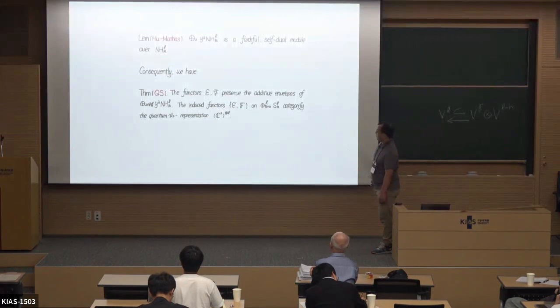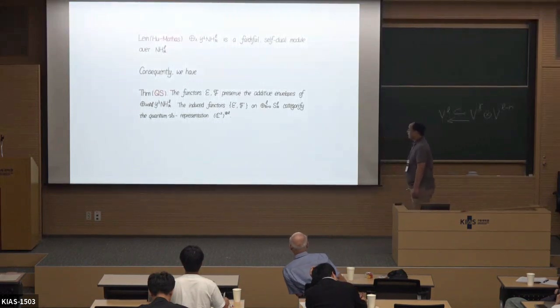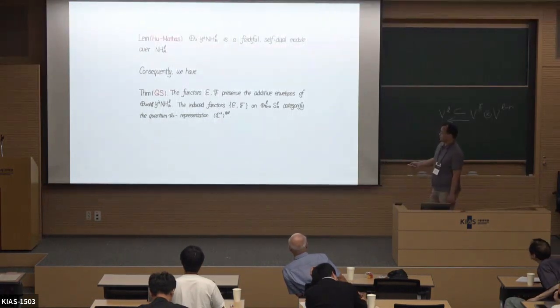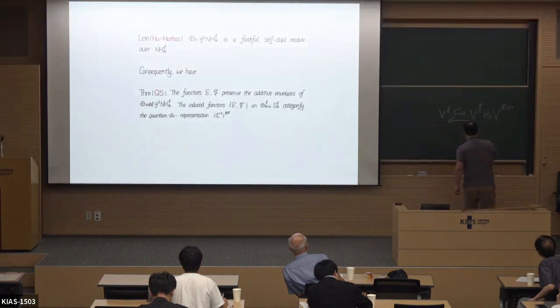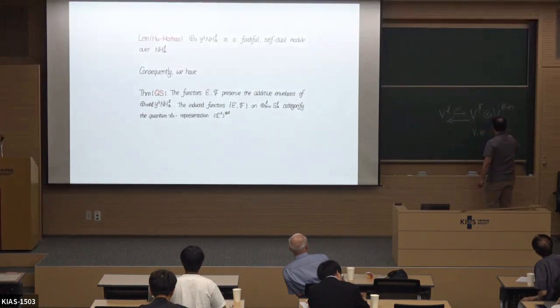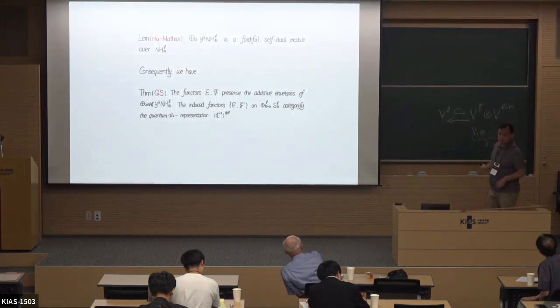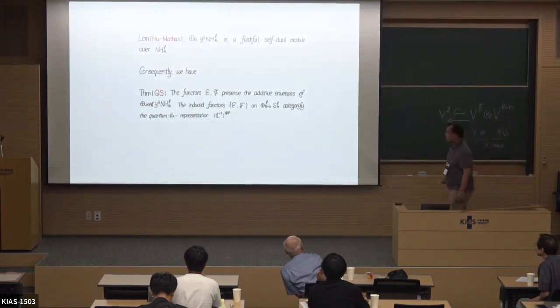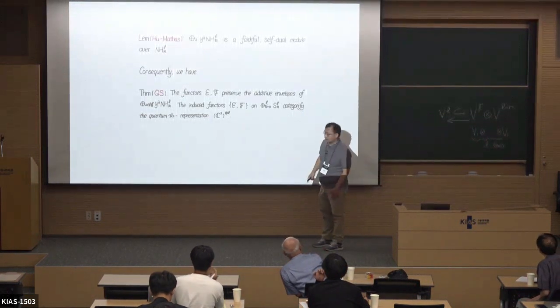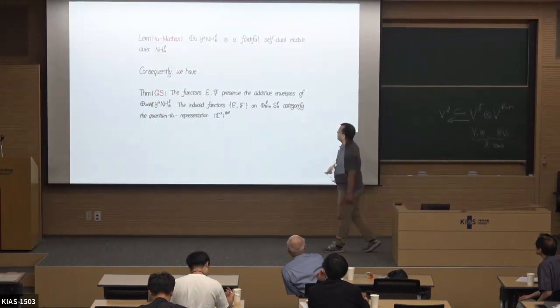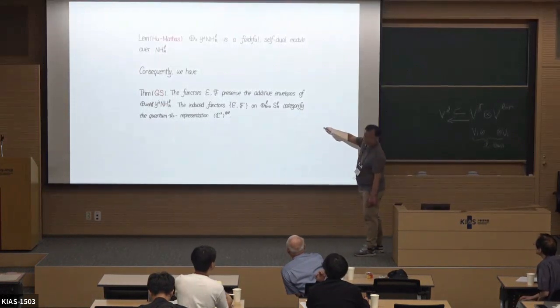Then the induced functors, I think I should have written E double prime, F double prime, on this Quiver-Schur algebra category, categorify the tensor product representation of C2 tensor L. So here, instead of VL, this is V1 tensor V1, L times. Same picture. The V1 is the two-dimensional representation. SKL is the Quiver-Schur algebra, the endomorphism ring of this module.